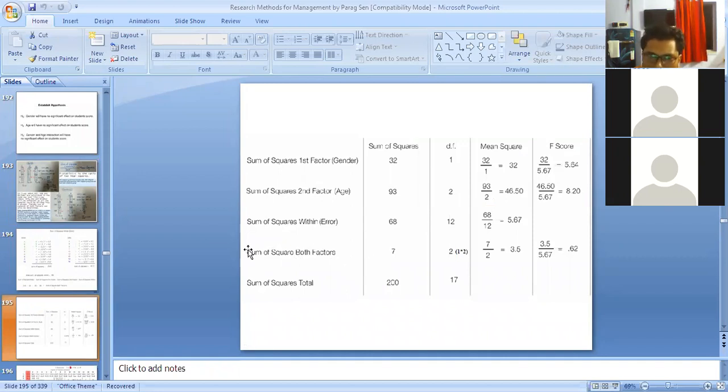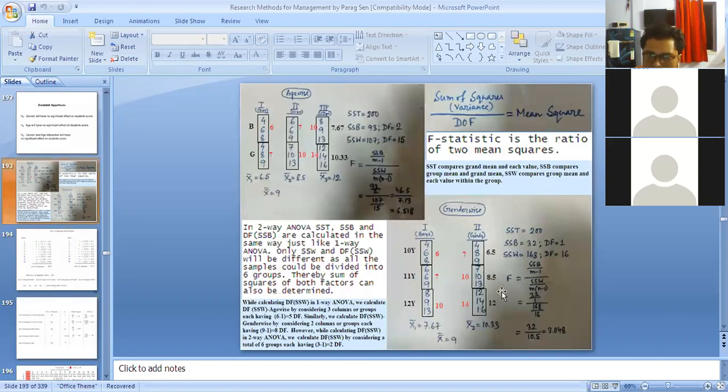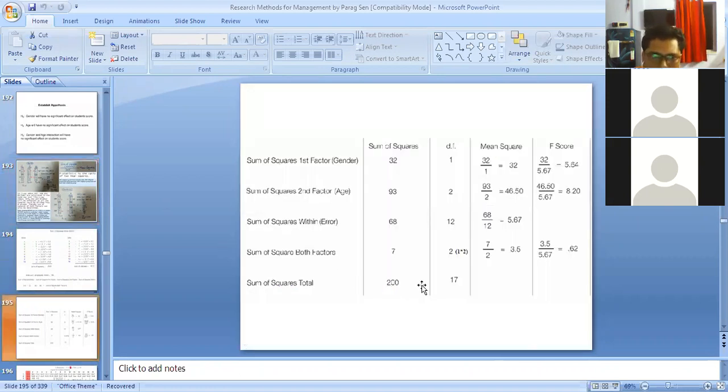So how will you calculate the interaction effect? Age wise you have considered, gender wise you have considered, and now you take both into account simultaneously. So you can name it, in this case, the sum of square both factors. How can you calculate this? You already know that your sum of square total is 200.